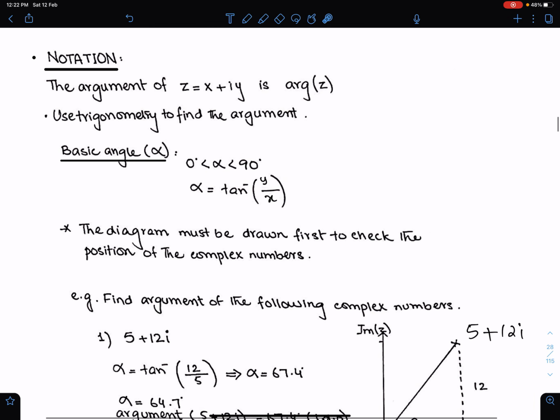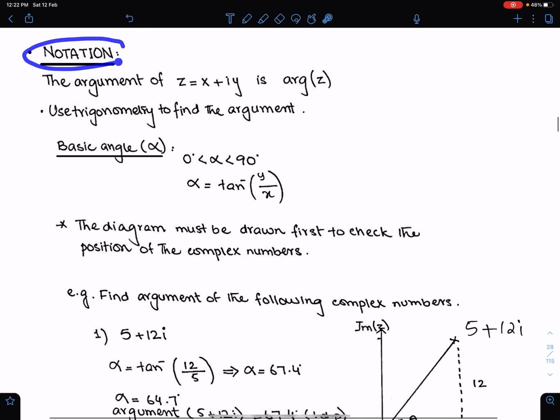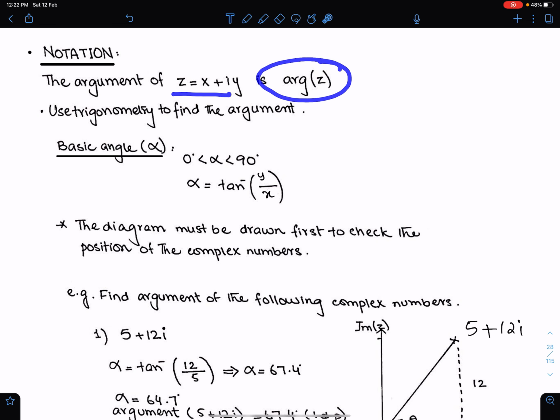The notation of the argument. The argument of z is written as arg z. Use trigonometry to find the argument. The basic angle alpha. We have done this in trigonometry that basic angle alpha lies between 0 and 90 exclusive, and its formula is tan inverse y upon x.